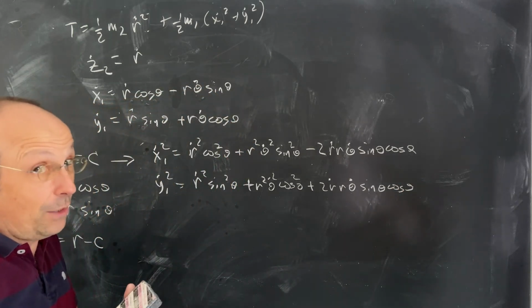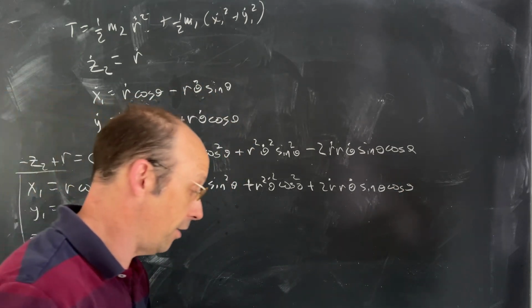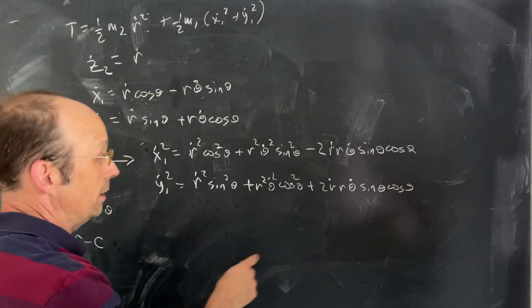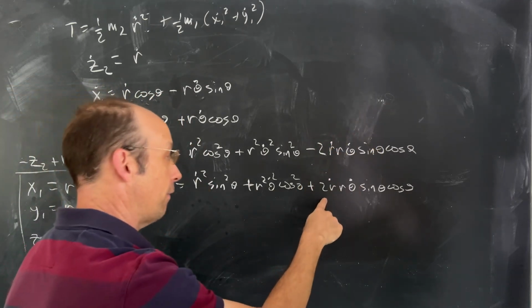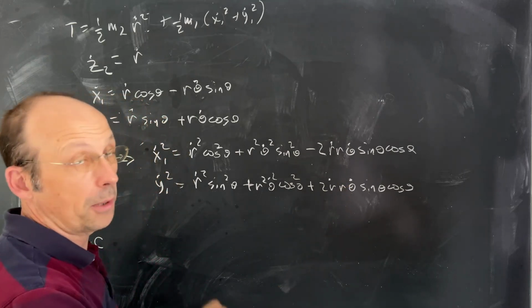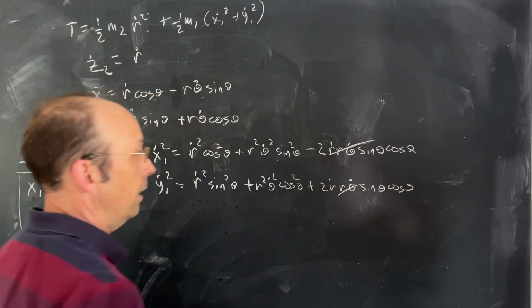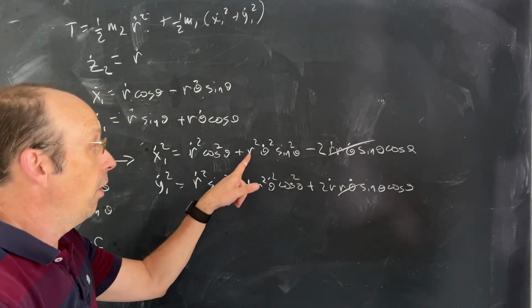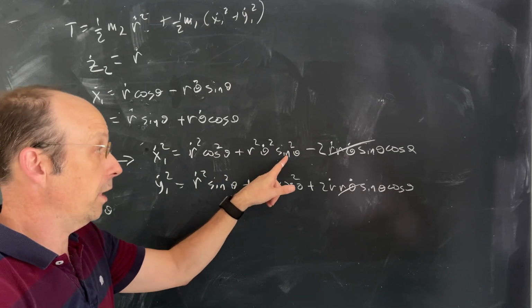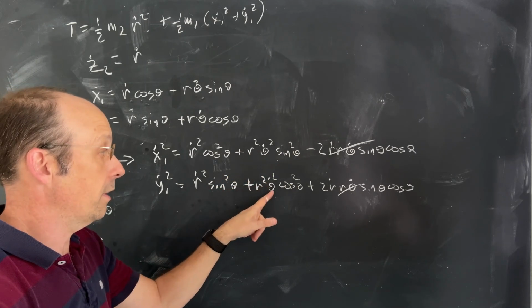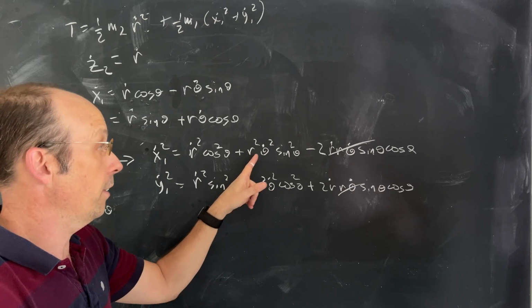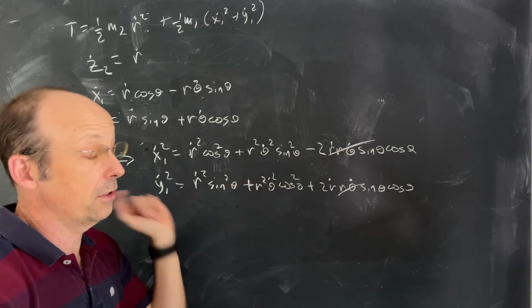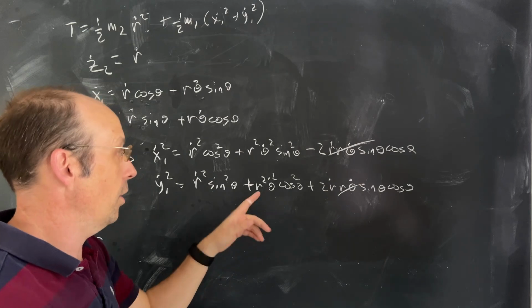And maybe you can see what's going to happen. It's not a big mystery here, right? So when I add these two things together, here I have a negative 2 r dot r theta dot sine theta cosine theta, and I have a plus 2 r dot r theta dot sine theta cosine theta, and they cancel. And then down here I have r squared theta dot squared sine squared theta, r squared theta dot squared cosine squared theta. I can factor out the r squared theta dot squared and get sine squared plus cosine squared, which is 1. So those go away.